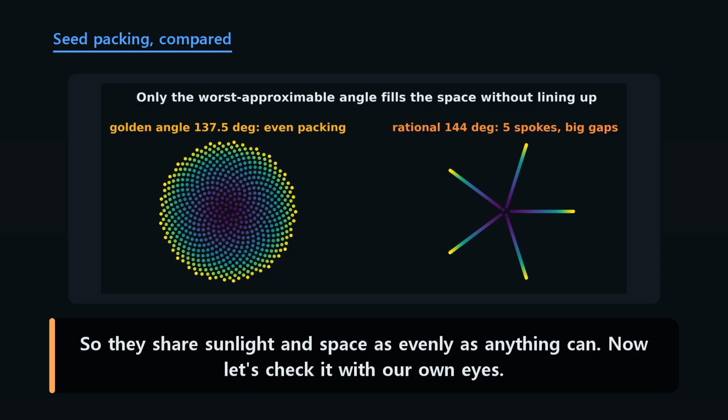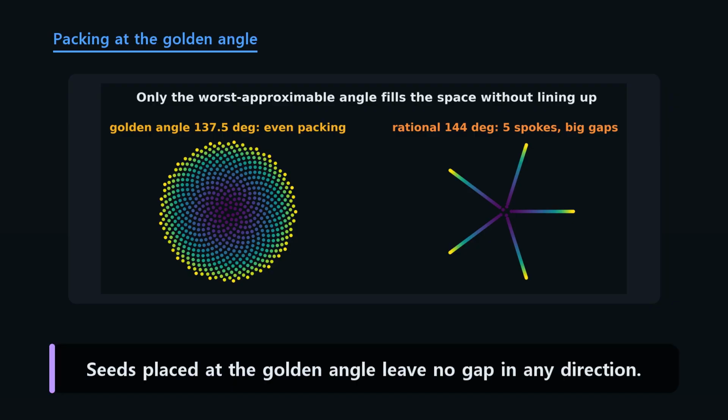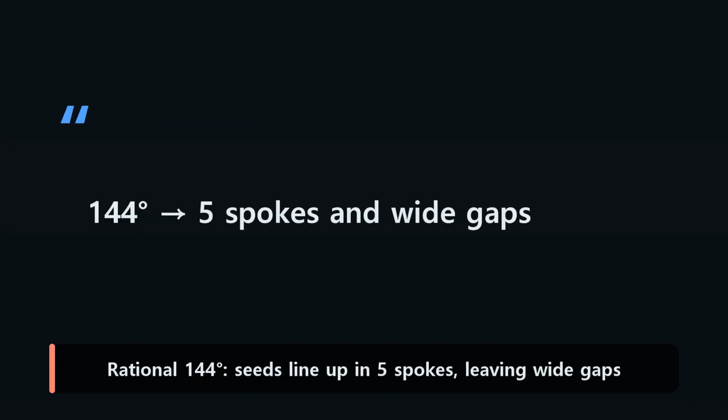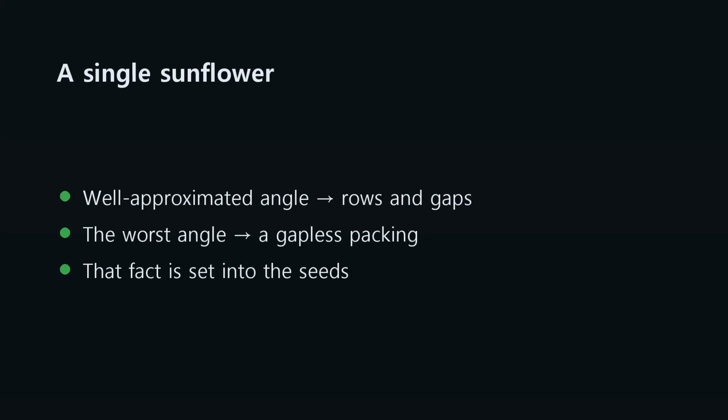Now let's check it with our own eyes. Seeds placed at the golden angle leave no gap in any direction. By contrast, at the rational angle of 144 degrees, the seeds line up into 5 spokes and leave wide gaps. The worse an angle is approximated by rationals, the more efficiently nature uses its space.